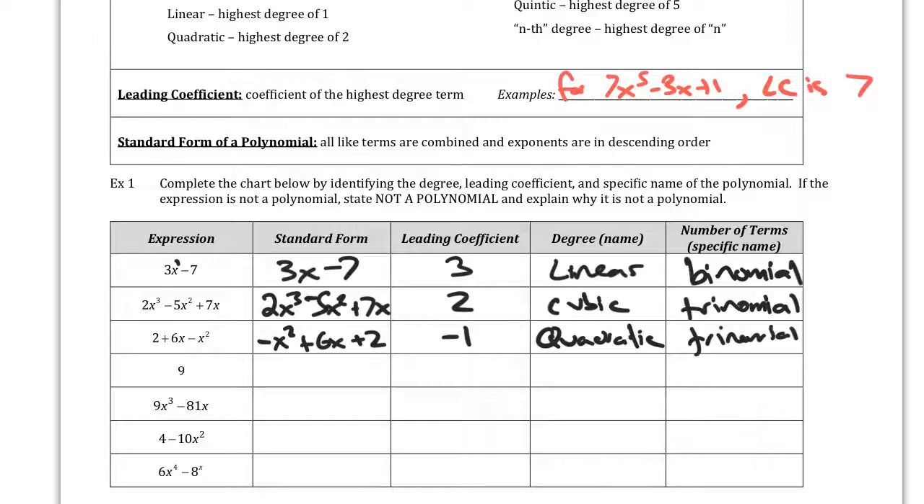I'll leave the next 3 for you, but the last one I want to point out, 6x to the 4th minus 8 to the x. Well, that exponent there is not an integer, it is not a positive number, so this one is not a polynomial. Okay, flip to the next page for me, please.